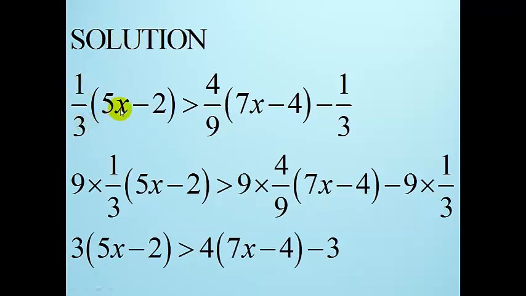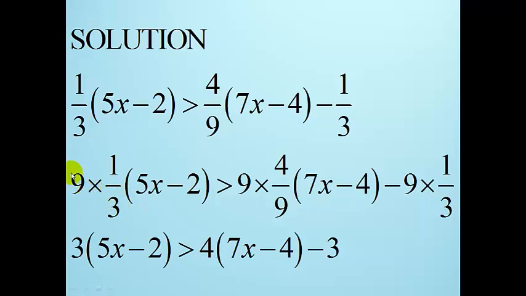Given 1/3(5x - 2) > 4/9(7x - 4) - 1/3, what we have to do is to multiply through by the LCM, and the LCM of 3 and 9 is 9. So we multiply through by 9. Multiplying 1/3(5x - 2) by 9, we have 9 times 1/3(5x - 2). This is greater than, we also multiply 9 by the term 4/9(7x - 4), so we have 9 times 4/9(7x - 4), minus we multiply 9 by 1/3, so we have 9 times 1/3.